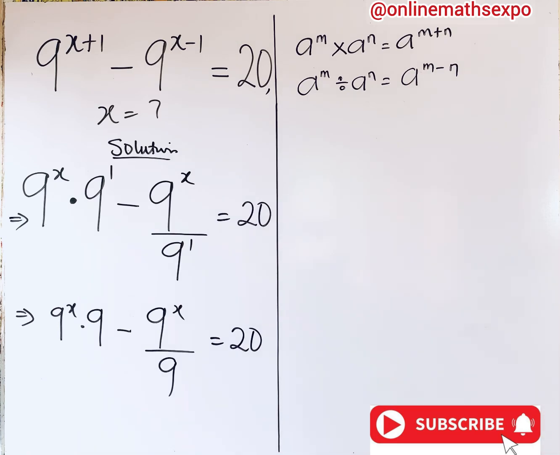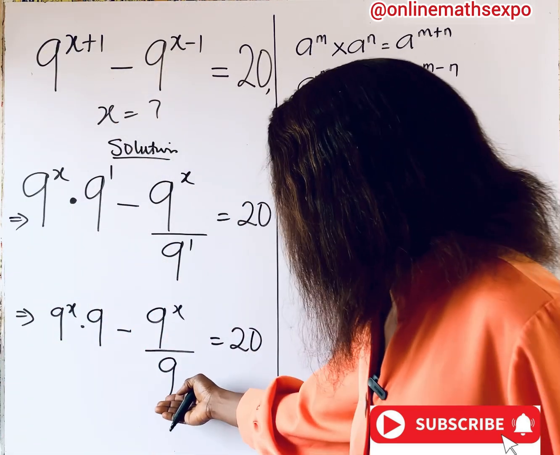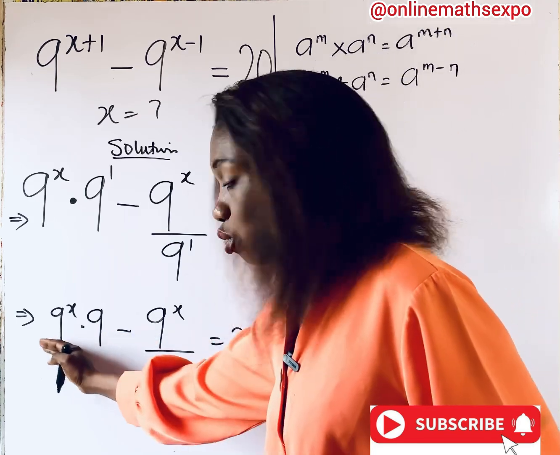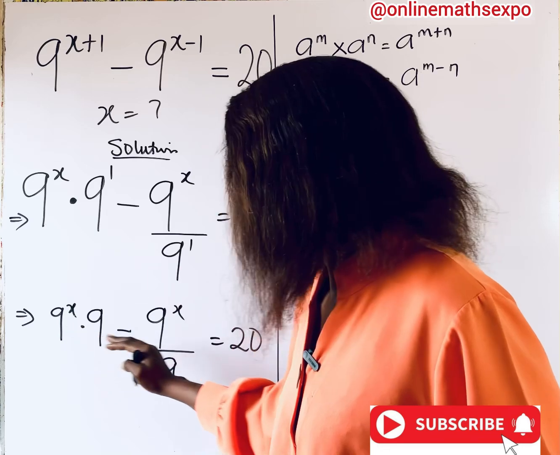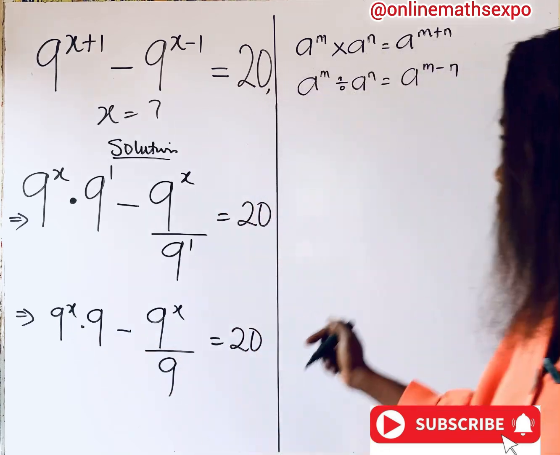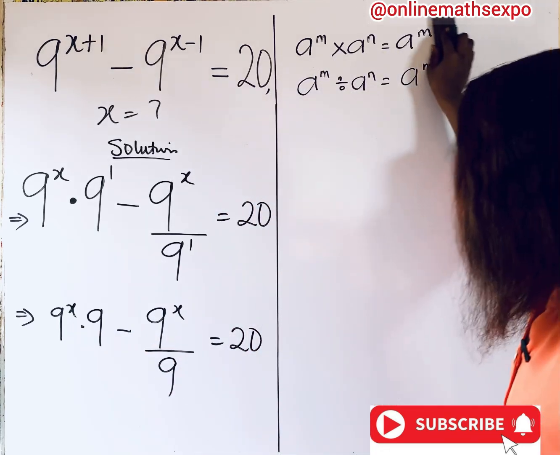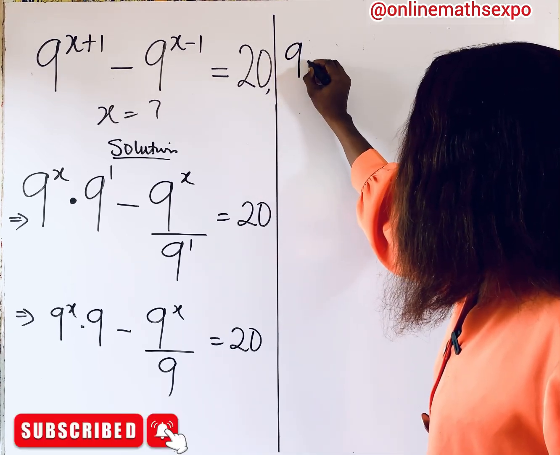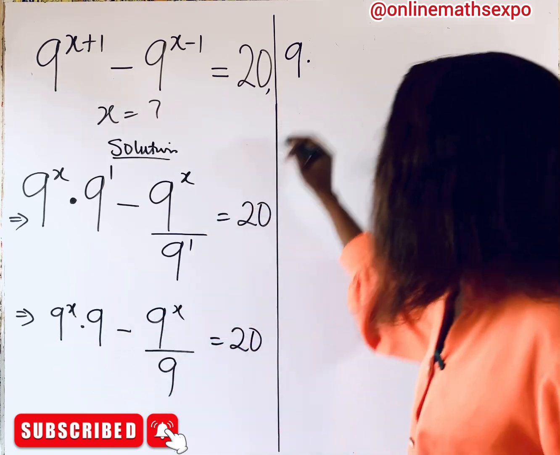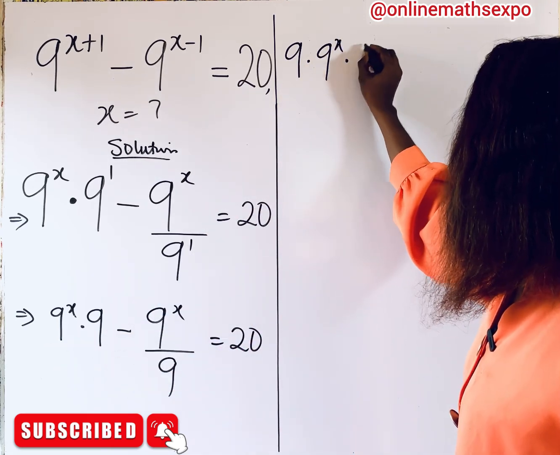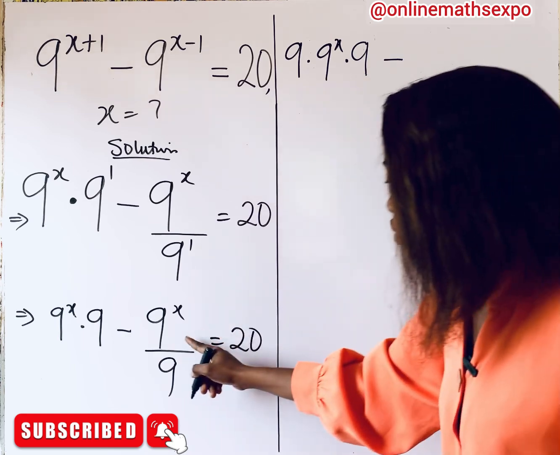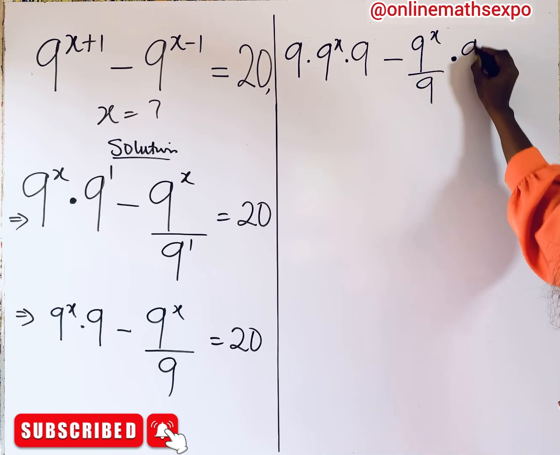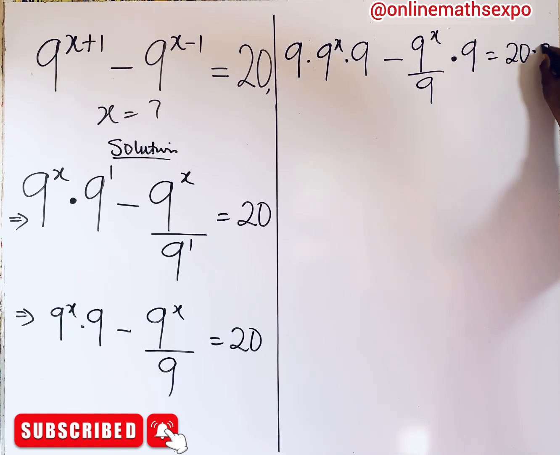Now, what do you think we can do again? We need to clear this denominator. So in that case, you are going to multiply each side. This is together because of this multiplication, this is also together and this together. So we're going to multiply each part by that 9, okay? So let's do it together. We're going to multiply the whole of these two. So we have 9 to the power of x multiplied by 9 minus 9 to the power of x over 9 multiplied by 9 is equal to 20 multiplied by 9.